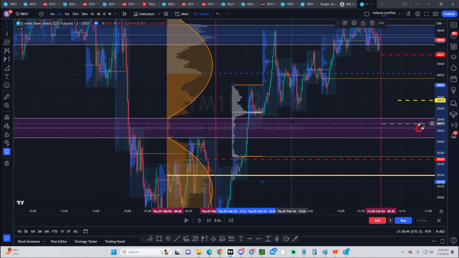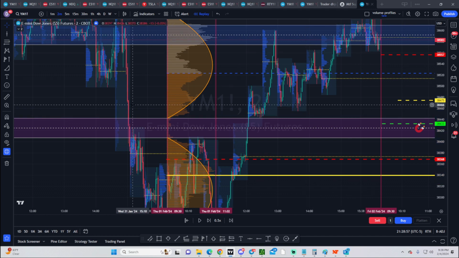I can just profile those two candles and know that the POC is 38,452 in this particular example. So that's the beauty of the flex volume profile. We're not going to focus on the previous session.